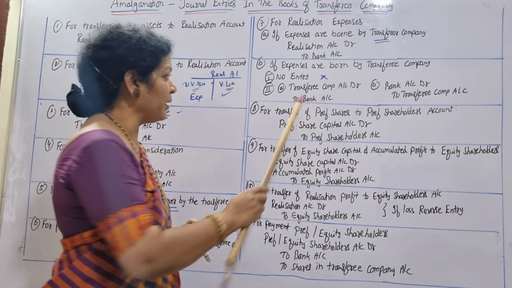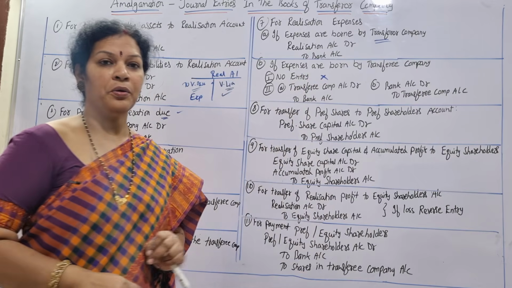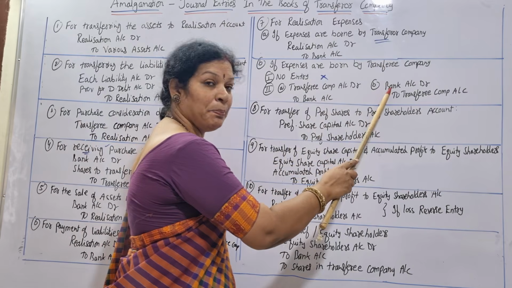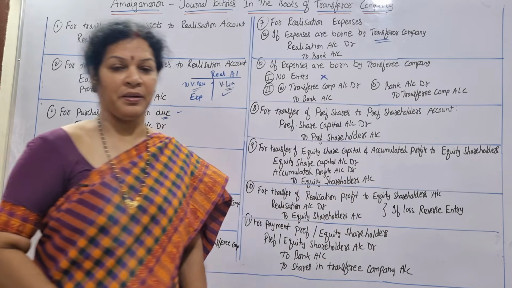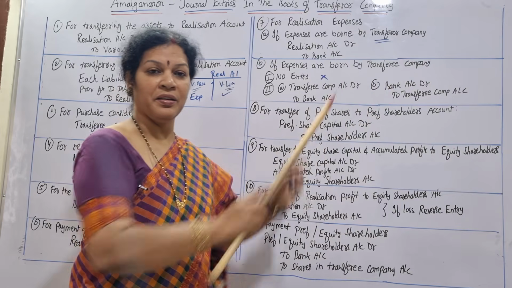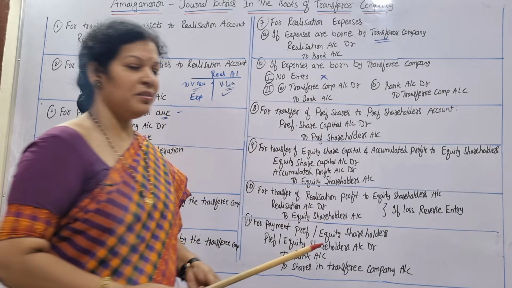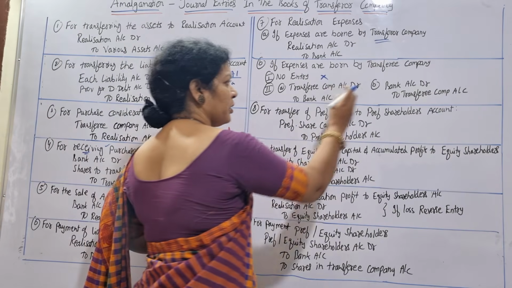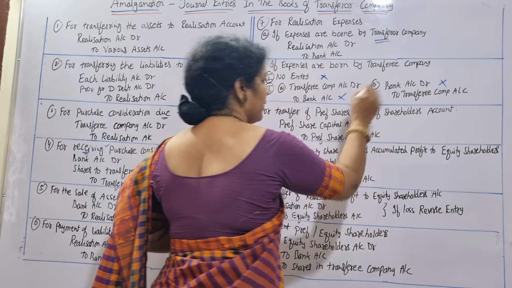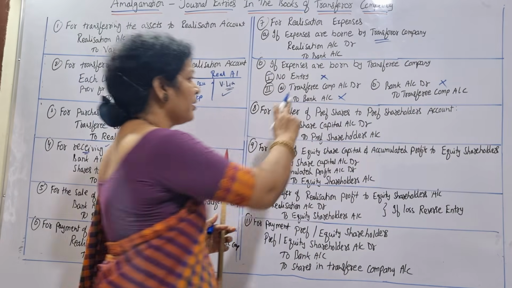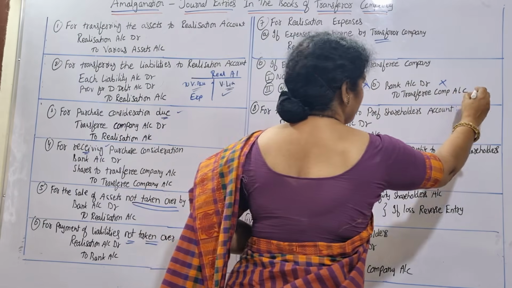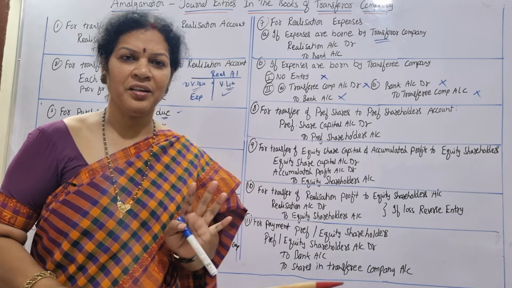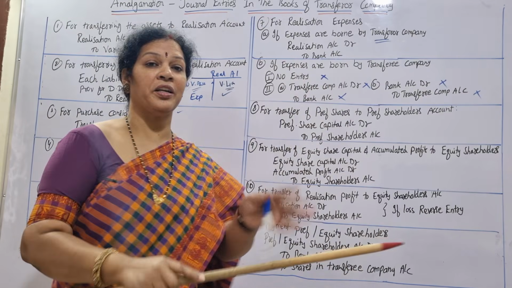You need to pass two entries. One is realization account attached to transferee company account, meaning payable. The second entry, when paying, is transferee company account attached to bank account. Both the entries cancel each other: bank debit and credit are cancelled, and the transferee company debit and credit are also cancelled. Rather than that, it is better not to write the entry, no headache.